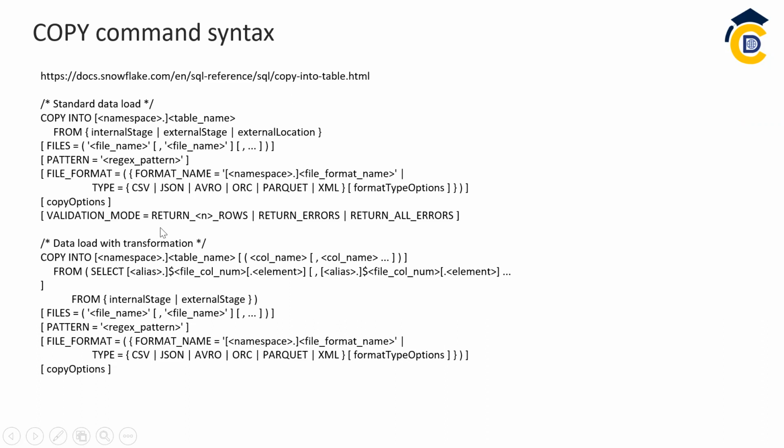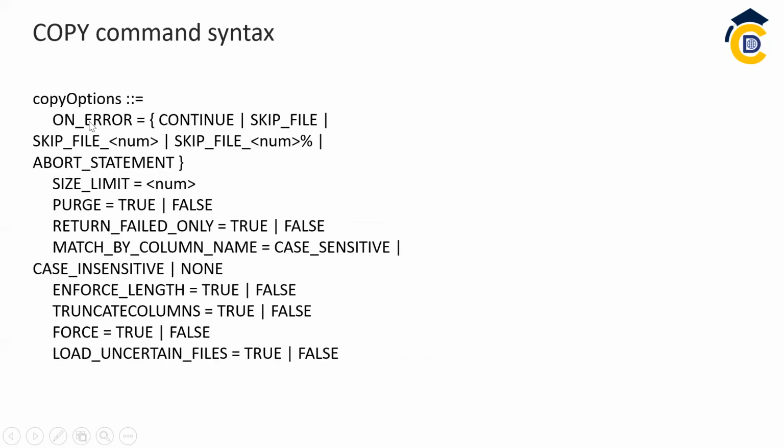There's something called validation mode, which we will see later. These copy options, we are going to look into in great detail. Some copy options are like ON_ERROR, what to do, and PURGE, which I told you about, then TRUNCATECOLUMNS, and FORCE.